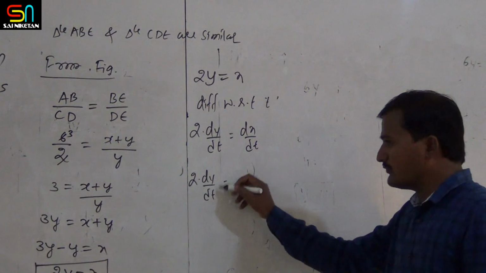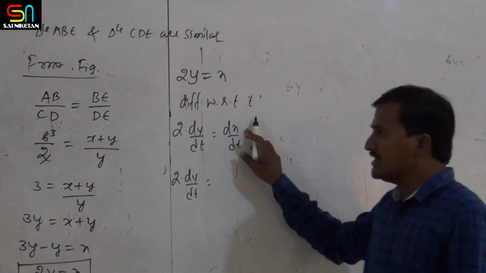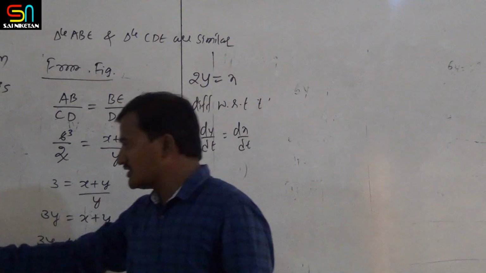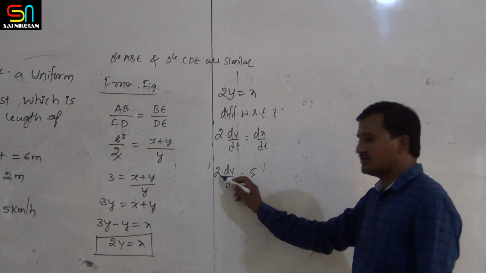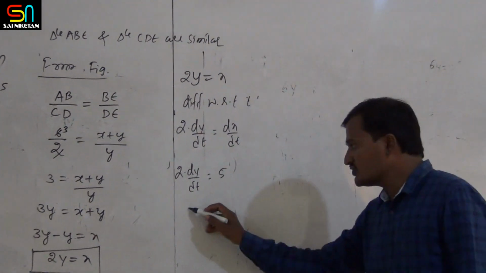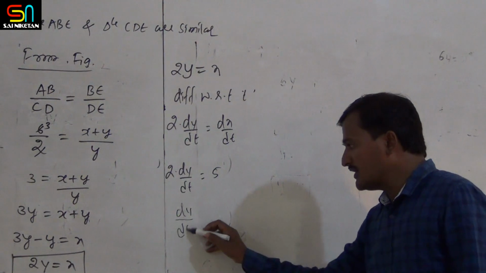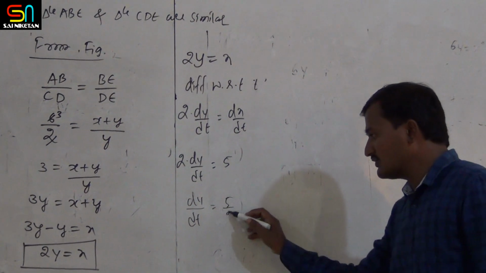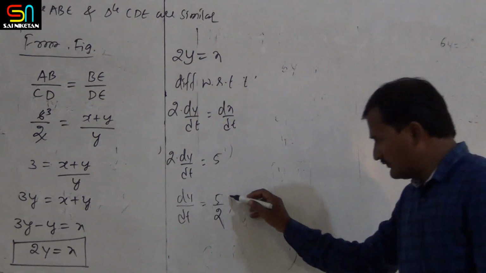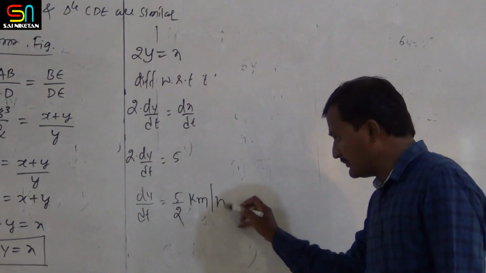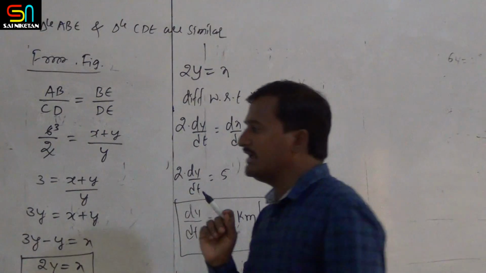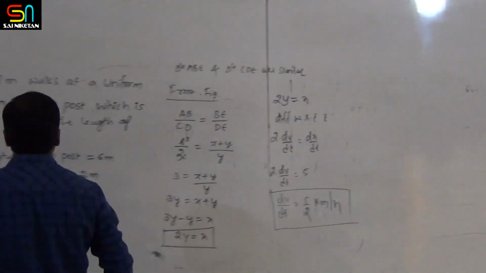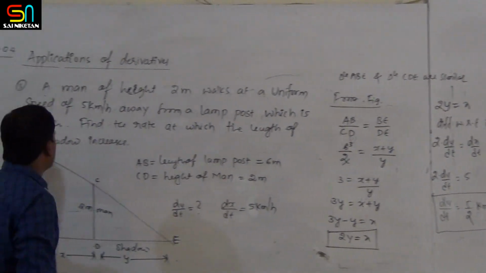So 2 into dy by dt as it is. So actually we have to find this one. What is the value of dx by dt? So clearly dx by dt is equal to 5, right? So therefore just take this 2 to this side. So clearly here you are getting dy by dt. So dy by dt is equal to 5 by 2 kilometer per hour.